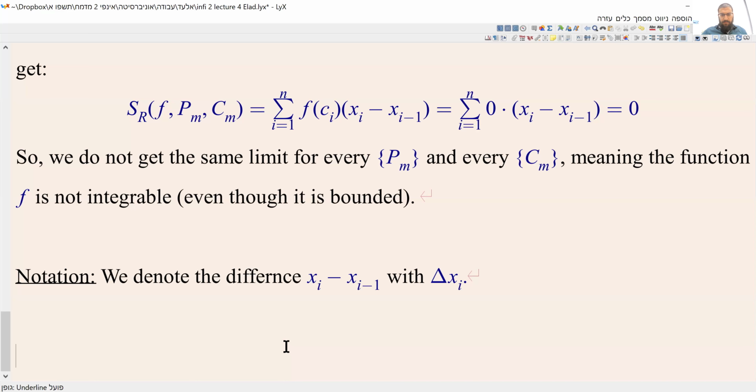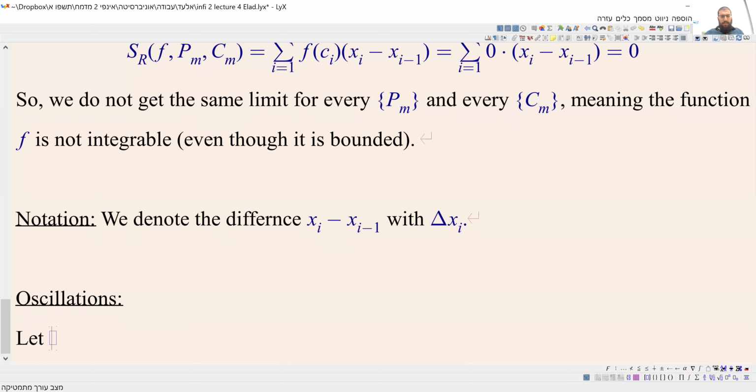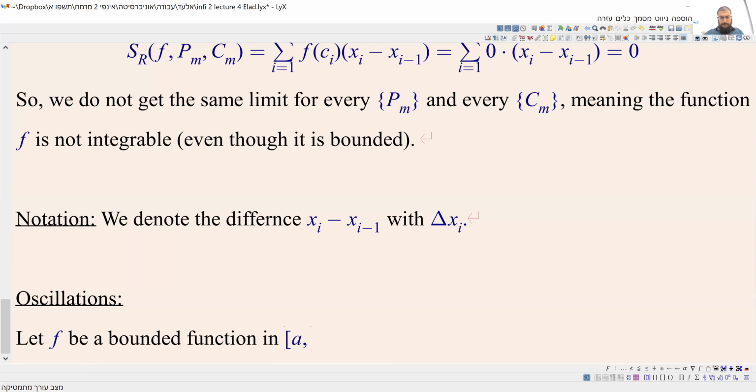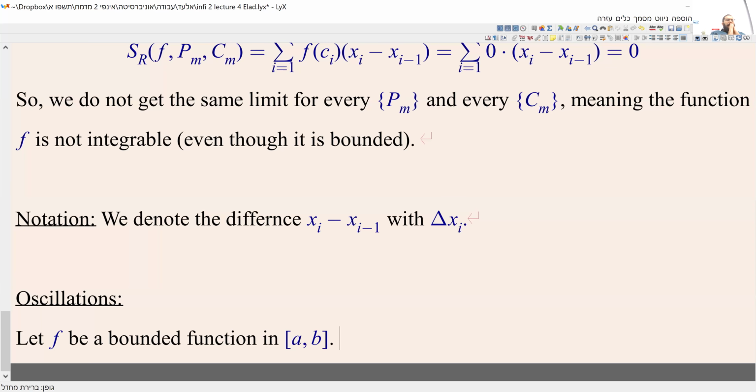Okay. Let's have a headline. Of course, oscillations. Let f be a bounded function in AB. Let's make it clear. All the functions that we're discussing here are bounded. Even if I'm not mentioning it, they are bounded. As I mentioned, we'll go to lecture 8, Bezrat Hashem, then we talk about unbounded functions.